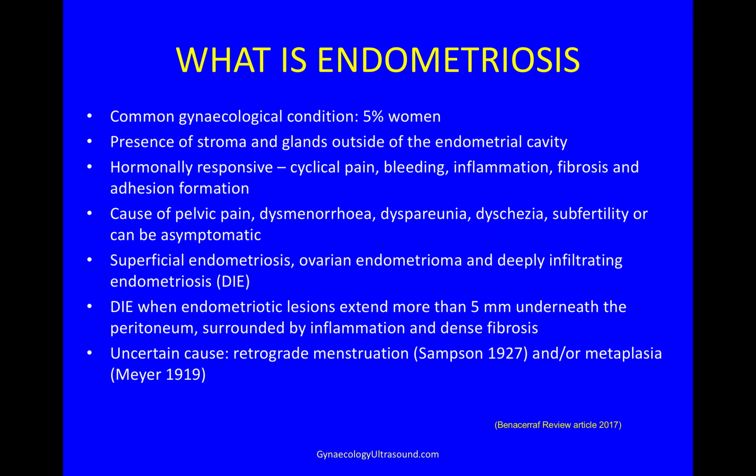Endometriosis is a common gynaecological condition affecting around 5% of women. It's defined by the presence of stroma and glands outside of the endometrial cavity, and this is hormonally responsive, leading to cyclical pain, bleeding, inflammation, fibrosis and the formation of adhesions.